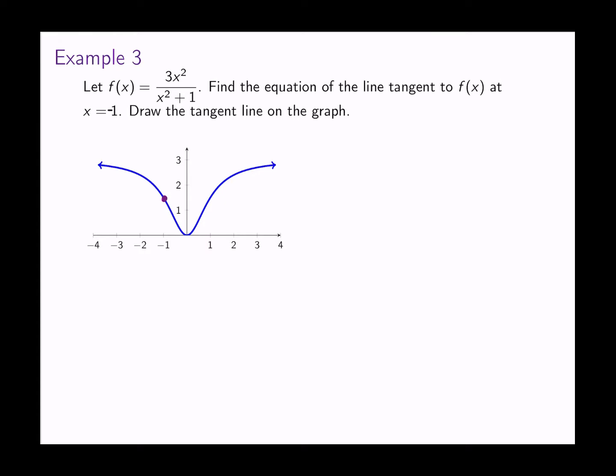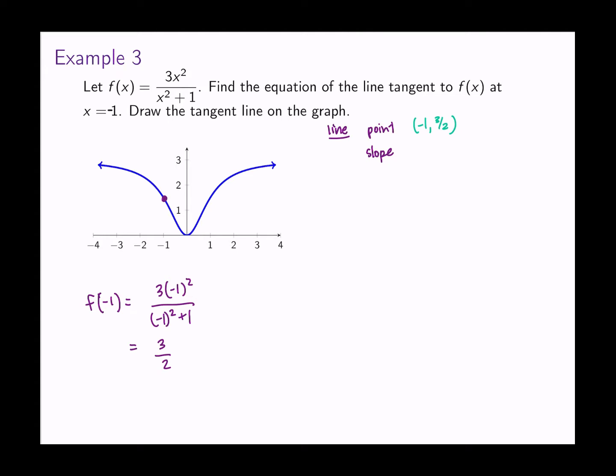So again, to get the equation of a line, we need a point and we need a slope. Our point is going to be -1 comma something, but I've got to plug it in to see what it is. So I'll find f, not f prime, f of -1. So that's 3 times -1 squared over -1 squared plus 1. So that's 3 over 2. So it looks like my point is -1, 3/2. And that checks. If you look at the graph, it looks to be at about 3/2 as a y value.